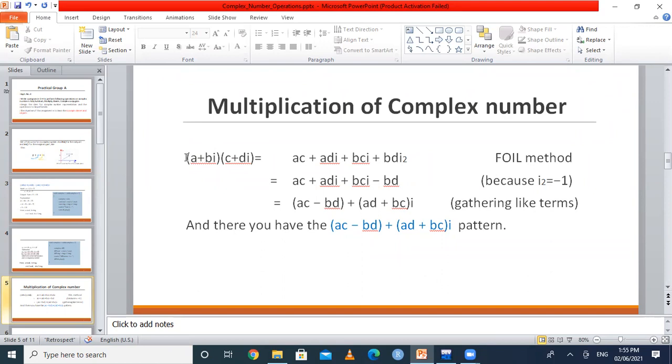Once again, we are going for element-wise multiplication here. a multiplied by c is ac, then a multiplied by di is adi, then b multiplied by c is bci, and finally bd times i multiplied by i, which is i square, and the value of i square is -1, so this plus sign becomes minus. Now we group the i terms and the non-i terms: ac minus bd plus ad plus bc multiplied by i. Whenever we write this in a programming language, we have to write it like this: ac minus bd plus ad plus bc multiplied by i.